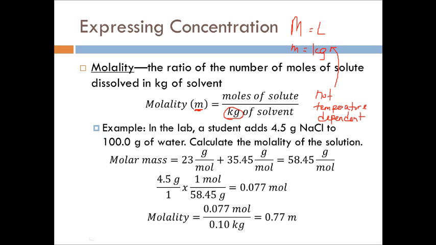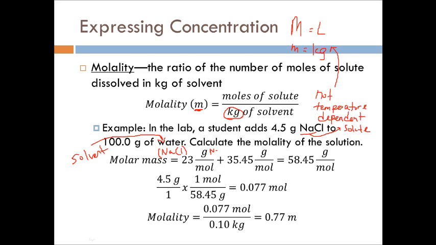Alrighty, so let's look at an example here. In the lab, a student adds 45 grams of sodium chloride to 100 grams of water. Calculate the molality. The first thing I need to do is find the molar mass of NaCl. Again, our formula is moles of solute over kilograms of solvent. If we're adding sodium chloride to water, the sodium chloride is your solute, and the water is your solvent.